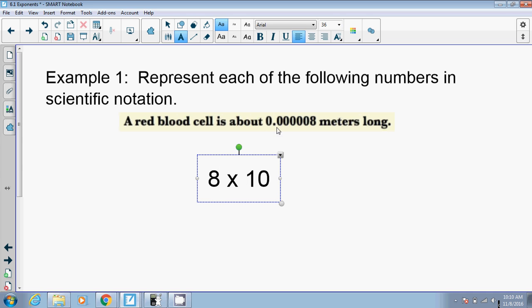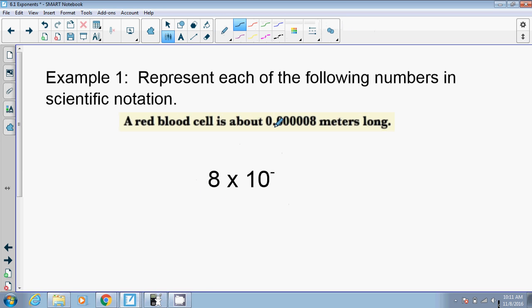Because this is a decimal or a small number, I know my exponent on my 10 is going to be a negative value. So what we're going to do is move my decimal until I get the decimal after the 8. Remember, there's technically a decimal after 8, it's just not written. So I'm going to count how many times it takes me to move this decimal till I get it after the 8.